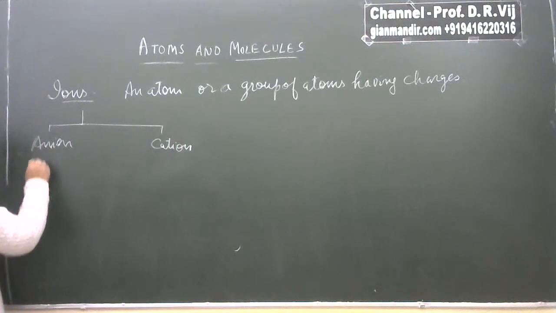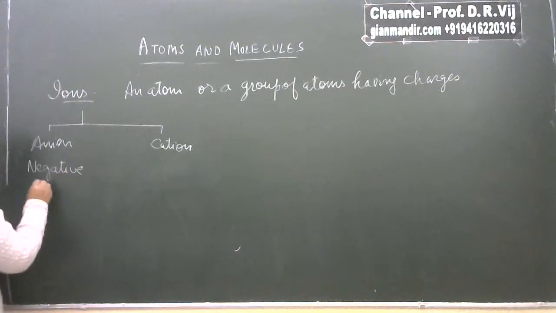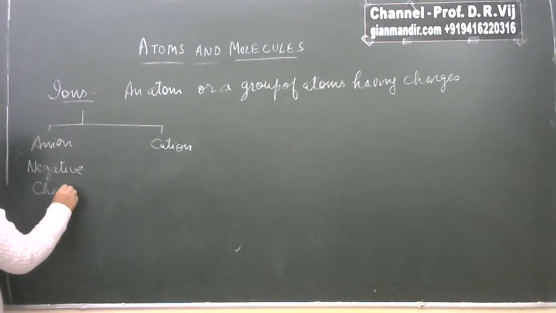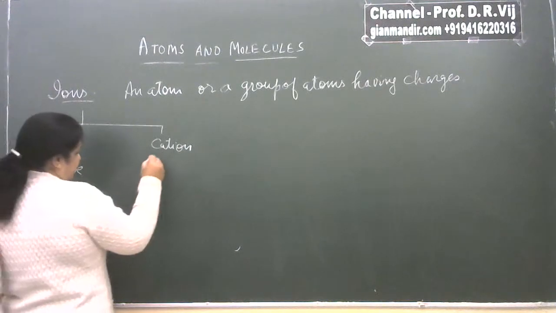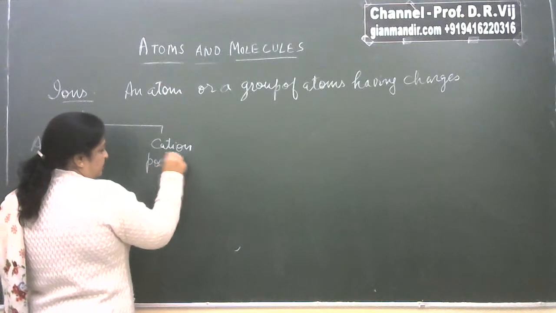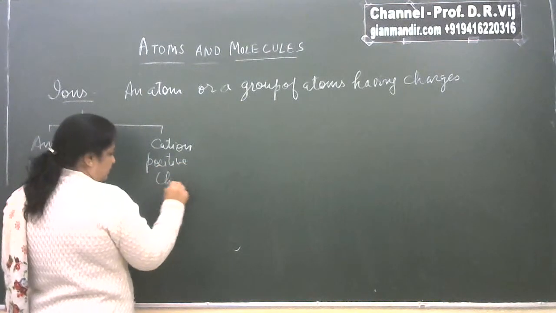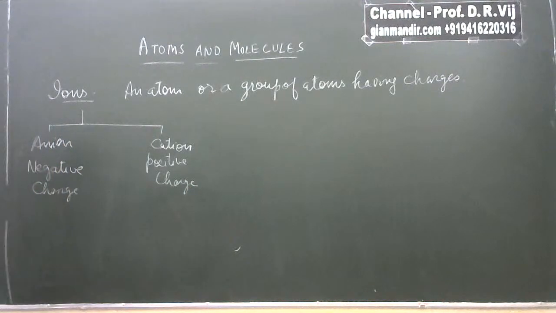So an ion having negative charge is known as anion, and an ion having positive charge will be known as cation. So you can say a positively charged species is cation and the negatively charged species is anion.